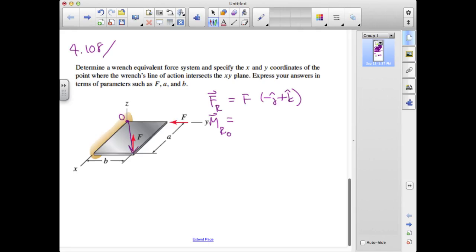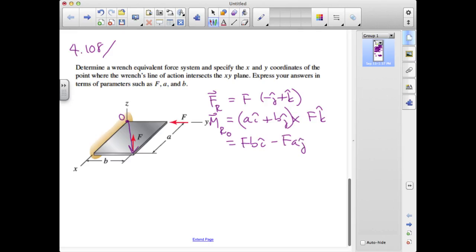We have an R cross F, and the R is A units in I plus B units in J, crossing into F units in K, and the I cross K will give us a component in the minus J direction. The J cross K will give us a component in the plus I direction, and that result will give us FB in I minus FA in J.